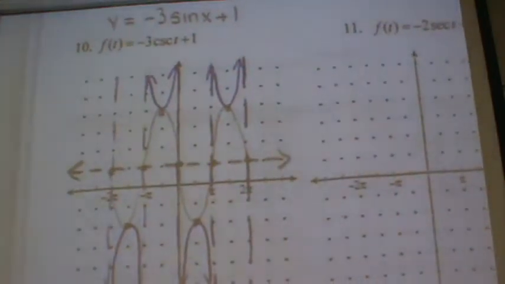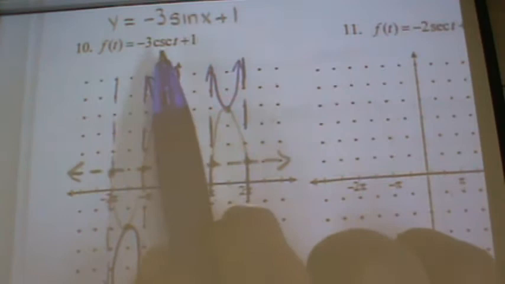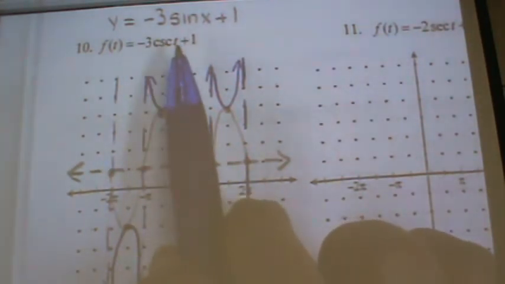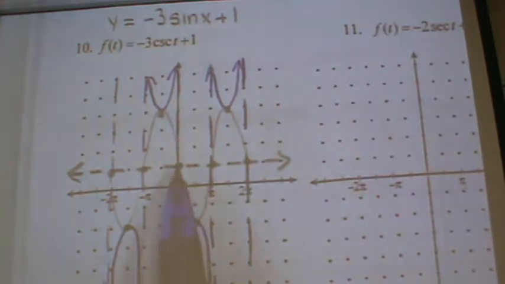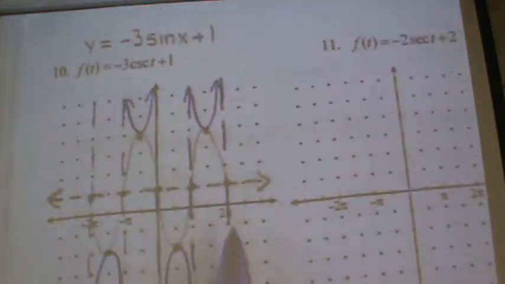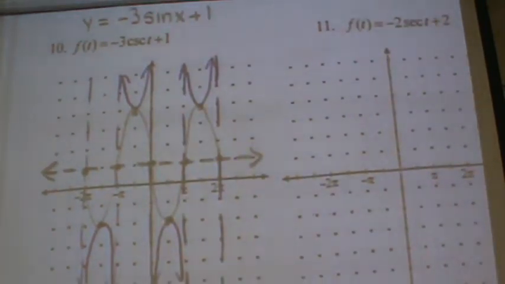Okay? So first start off by graphing the reciprocal function, -3 sine of x plus 1. So it's shifted 1 unit up and it's going backwards. And then the zeros are going to be your asymptotes, and the stuff in between are going to be your little parabolas. Okay? Okay, the next one, number 11.